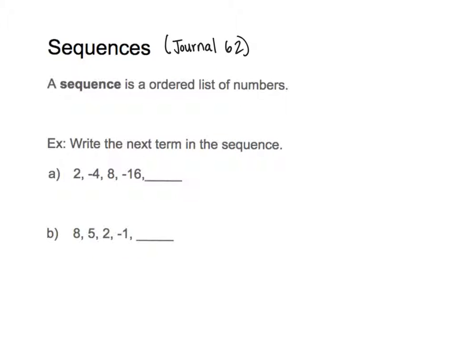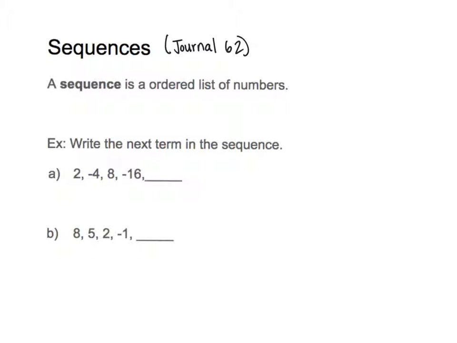Okay, so here is journal 62, and in this journal we're going to be talking about sequences and series. Now, sequences should be something you've heard about. It's basically an ordered list of numbers, or you can think of it as a string of numbers that have a pattern to getting each term. In this case, we have a few examples to work with, and we have to figure out the pattern so we can fill in the blank space and figure out the next term. So take a look at the sequence and see if you can figure out the pattern.